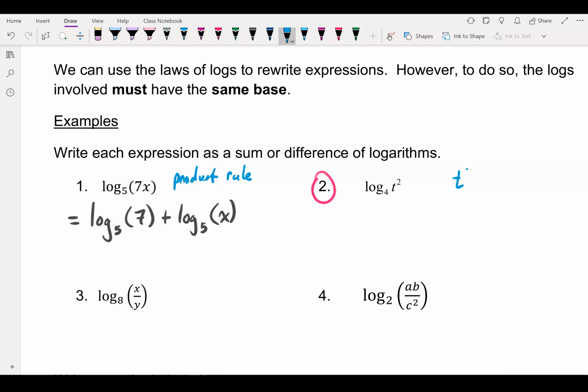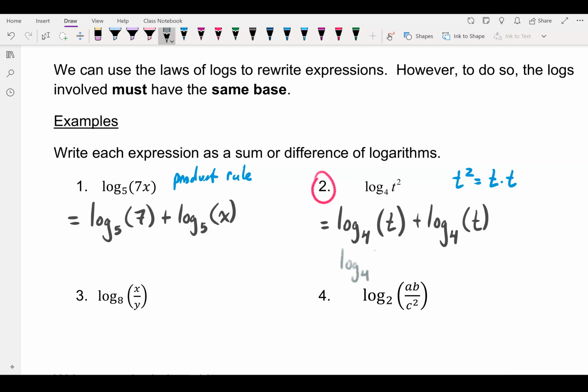The thing is, t squared is t times t, so it is a product, which means we can split this log up into two pieces. Since it's a product inside, it can be the log base 4 of t plus the log base 4 of t. And again, you don't need to put the brackets in. A lot of teachers just write, for example, log base 4 t, but I like to put the brackets in, at least when we're first learning it, so that you know there's definitely something inside that log. It's not multiplied by it. Okay? So that's it for product, and just remember that product rule is what gives us our pluses.